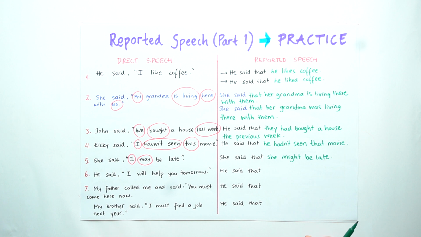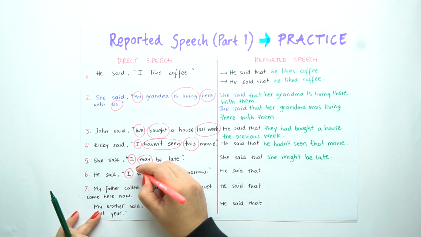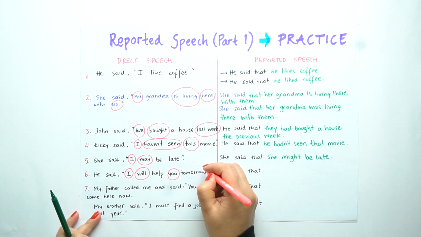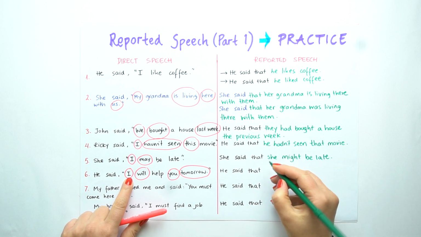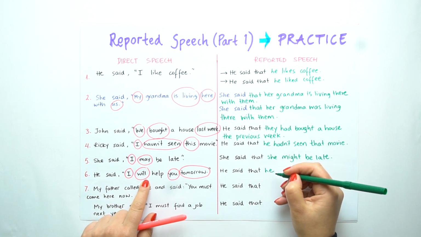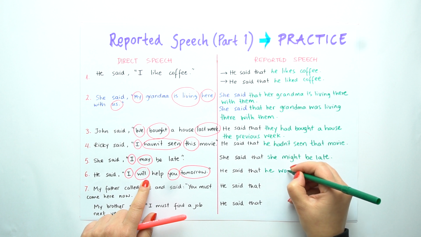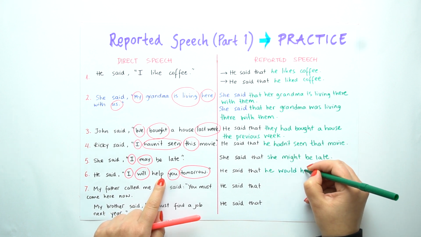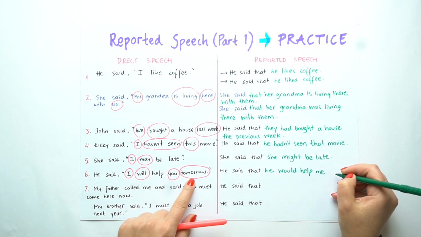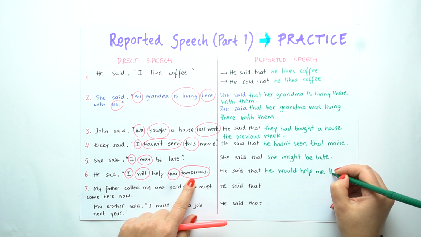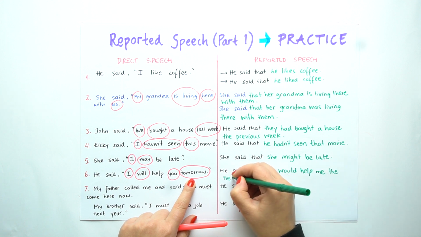He said, I will help you tomorrow. He said that, alright, we need to change almost everything in the sentence. I becomes he, will becomes would, help, well, of course it's not you anymore, so I'm going to say me. Tomorrow becomes the next day.